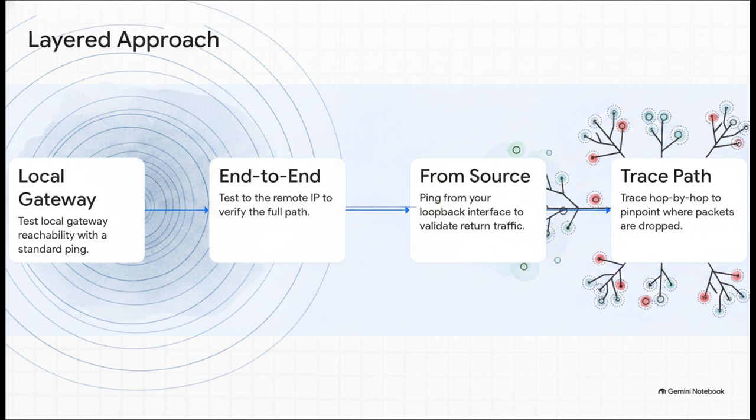Finally, step 4, trace hop by hop using traceroute. You save this one for last to pinpoint the exact router hop where packets are dropping or where latency is spiking, letting you know exactly which device requires a closer look.